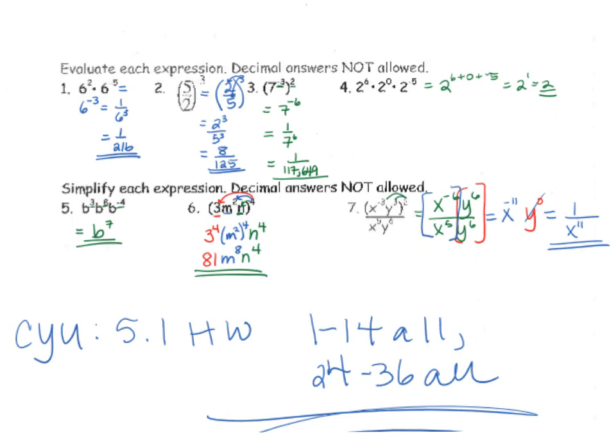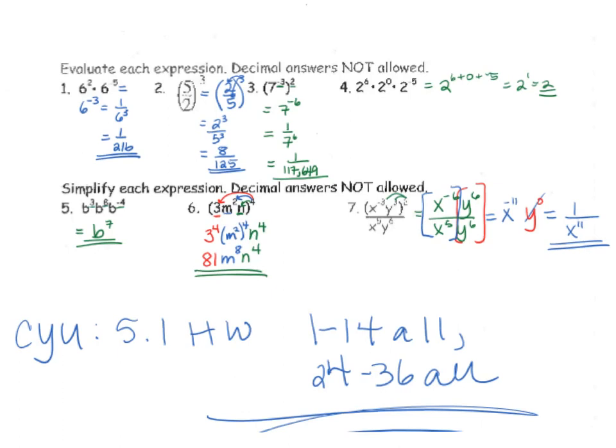Looking at each of these examples, we just evaluated using the properties up above. For question 1, we combined the exponents by adding them together, and we got 6 to the negative 3. Because the exponent was negative, we took the reciprocal of 6, which made it 1 over 6. And that changes the negative 3 to positive 3. Notice we have a tiny answer, 1 over 216.